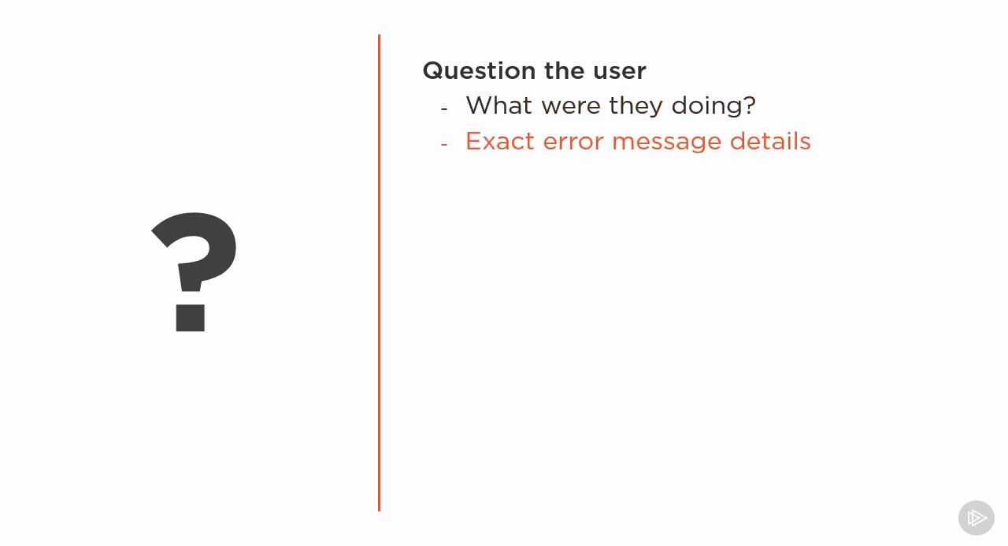If a user is involved, we have to question the user. What exactly were they doing when the problem occurred? What were the error message details, if any, that were provided? That would include error message text, maybe an error message ID that could help us search up a potential resolution to the issue. Then we have to ask ourselves, what has changed since this problem began occurring?